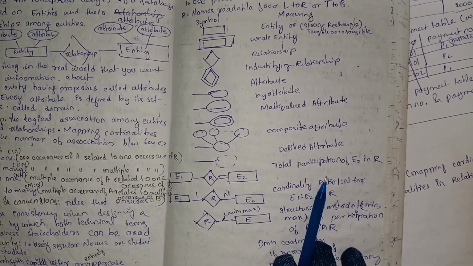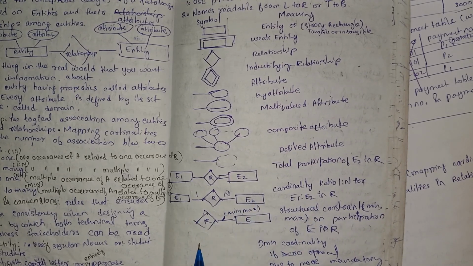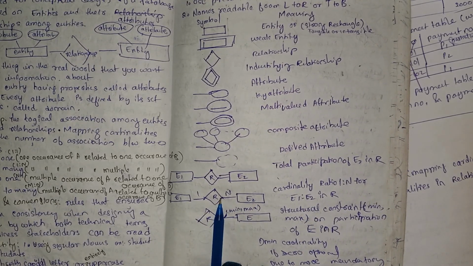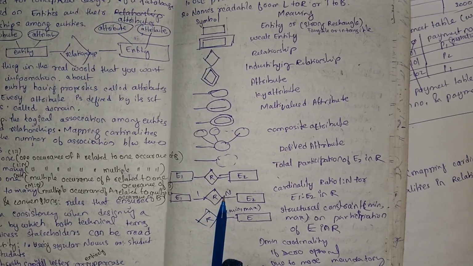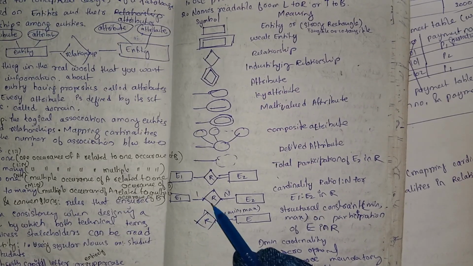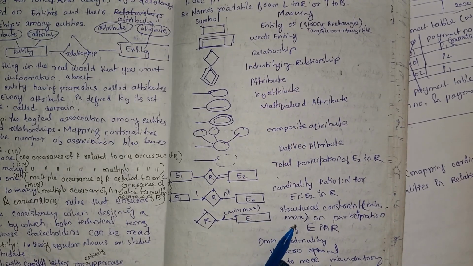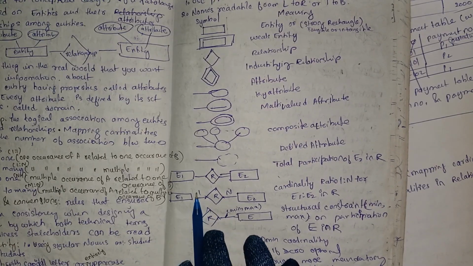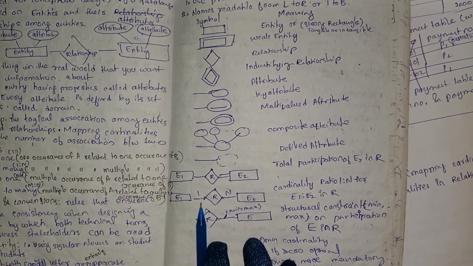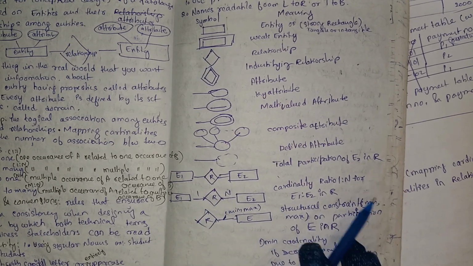Total participation of E2 in R is represented by a double line, and cardinality ratio 1:n for E1:E2 in R means how the mapping cardinalities are represented in the diagram. It is showing like that, one to many or one to one or many to many, or many to one. If it is one to many, then 1 to n. If it is 1 to 1, then 1 to 1. If it is many to 1, then n to 1. And if it is many to many, then m to n, like that.